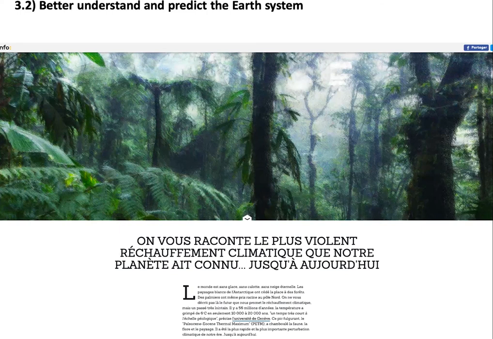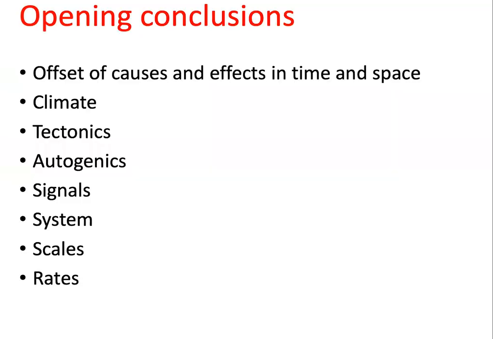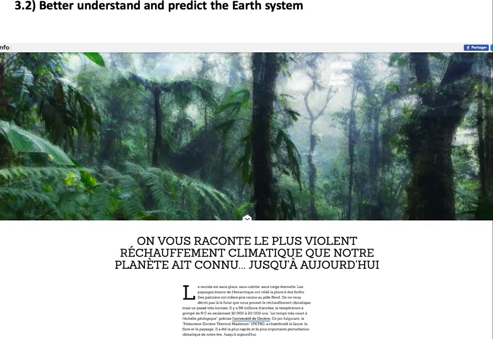So yeah, I'm finished, but I think it's important to have this take-home message that with a source-to-sink approach we can have a societal impact by doing a better job at understanding the subsurface economic reservoirs.